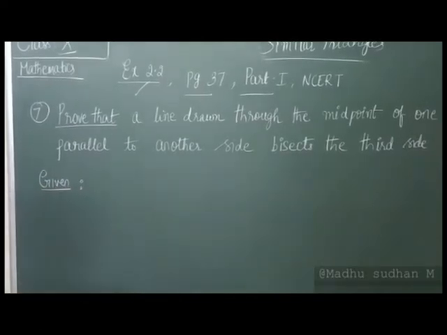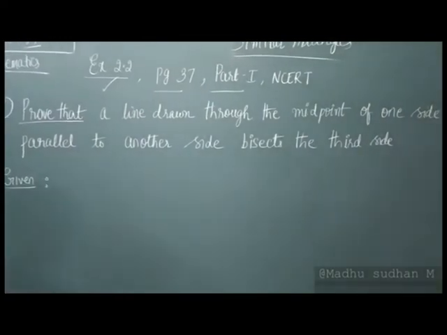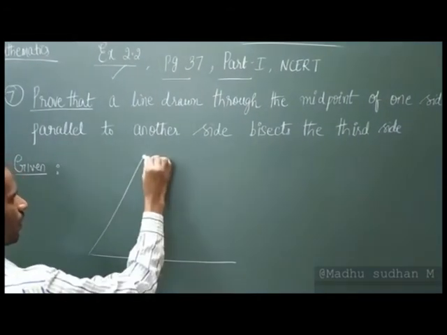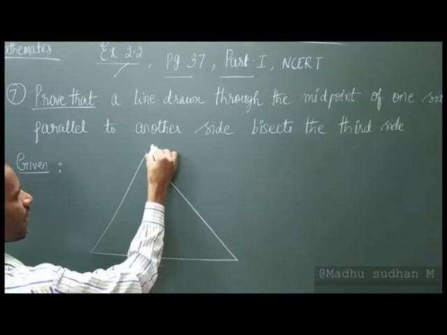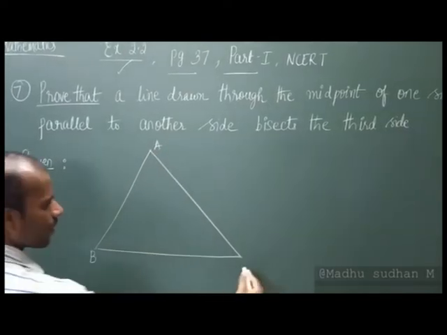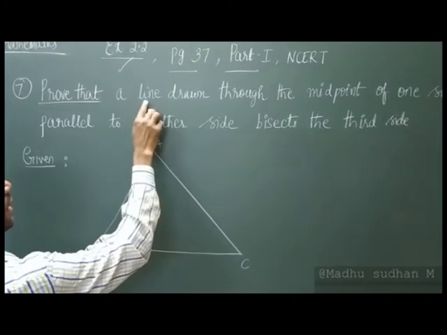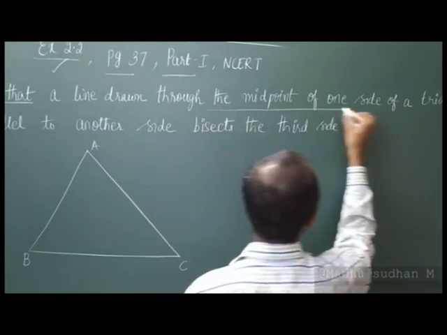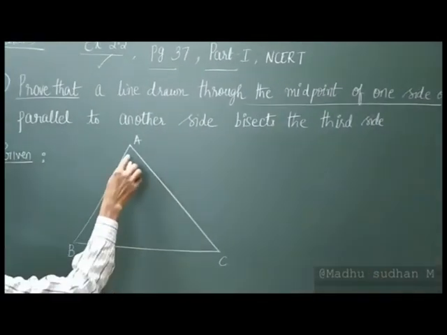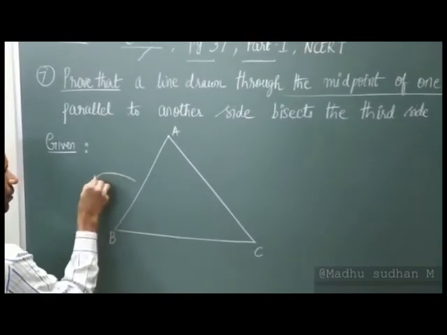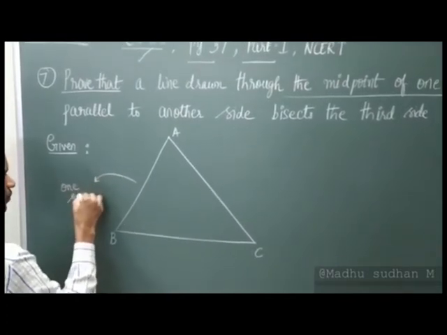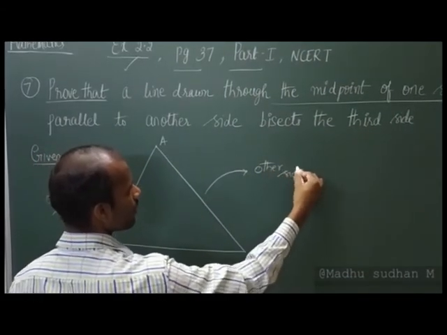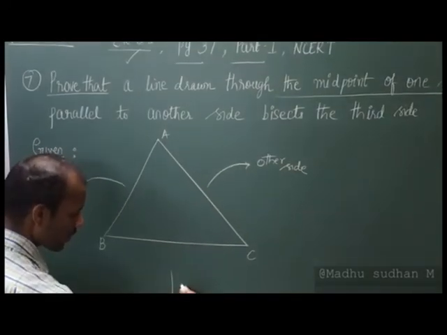Prove that a line drawn through the midpoint of one side of a triangle. So I should have a triangle. Let me write a triangle like this, and let me name this A, this is B and this is C here. Prove that a line drawn through the midpoint of one side of a triangle. If I consider this as one side, this is my other side, and let me call this the third side.